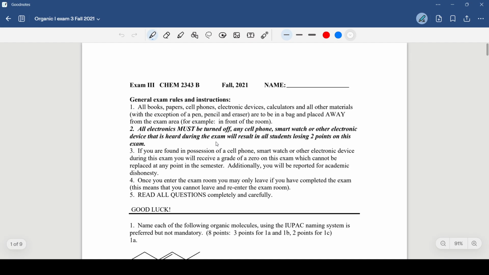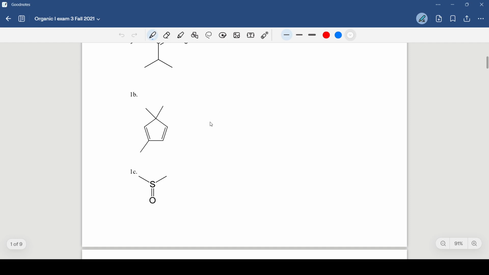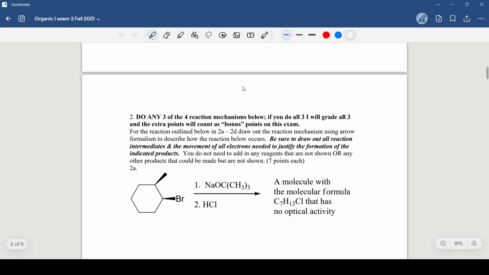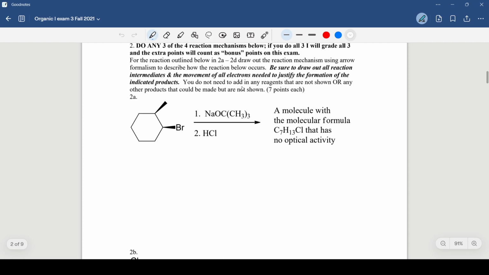Okay. I think we can go back to naming, because naming is more self-explanatory. You guys have been doing it, so it shouldn't be that bad. Okay. So these are mechanisms. So first, you should look at these steps.